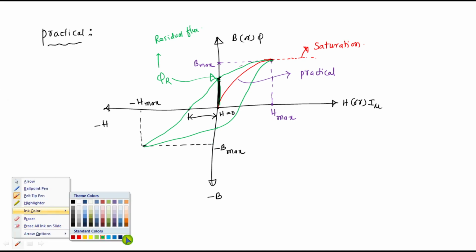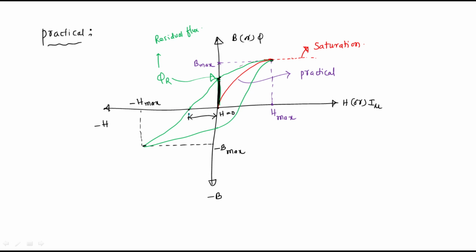So this portion and this portion, this is plus H, and this is minus HC. This is the residual flux and this is HC. So what is this HC and this positive HC? It is nothing but coercivity. Coercivity is nothing but what? In order to go from this position to this position, the core is not completely demagnetized.